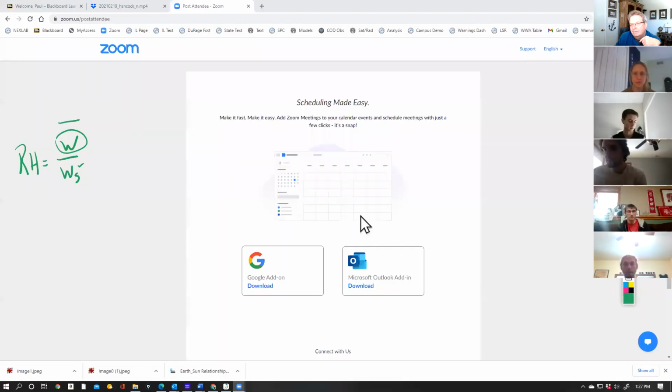So what I'm saying is this. I guess I can do it this way. So the relative humidity is equal to this over this, right? So this is staying the same. Sharing your screen? Oh, you want me to share my screen? There.